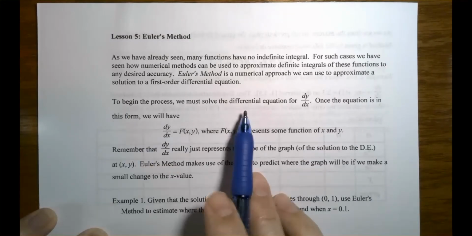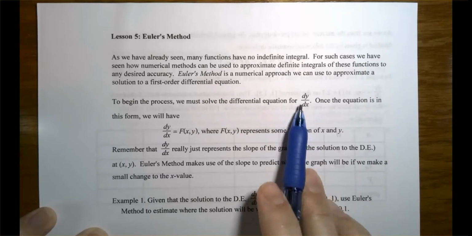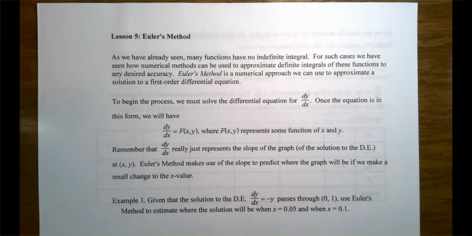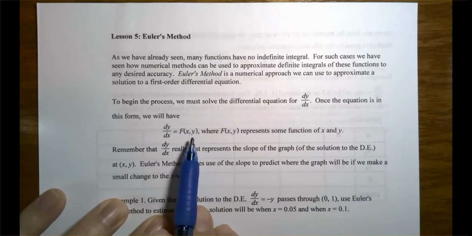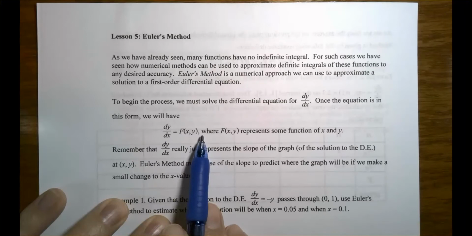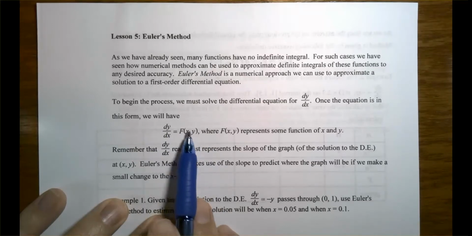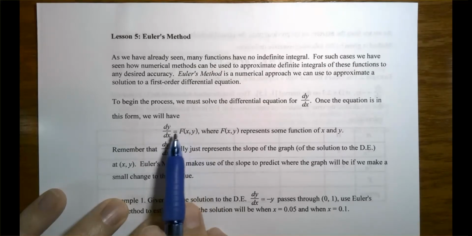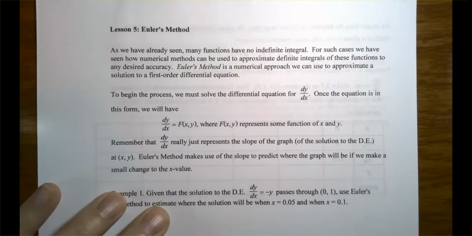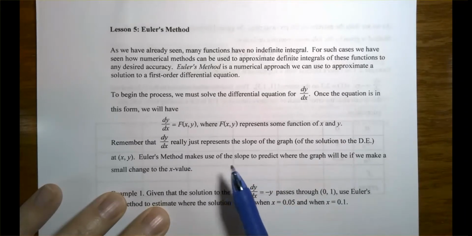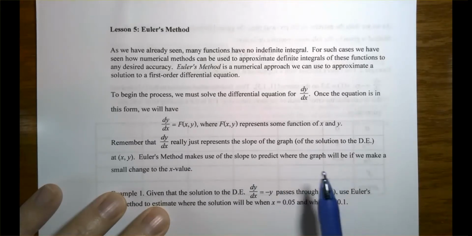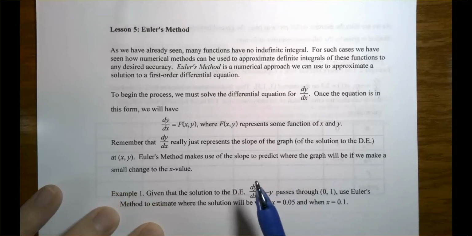So to begin the process, we solve the differential equation for dy over dx in much the same way we did with the direction fields in the last lesson. And we'll just call that F of x, y, because it will end up being some function of x and y that represents our slope. And then remember that dy over dx really just represents the slope. Euler's method makes use of the slope then to predict where the graph will be if we make a small change to the x value.